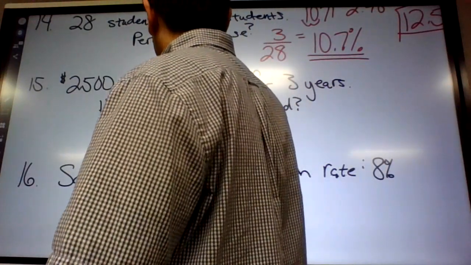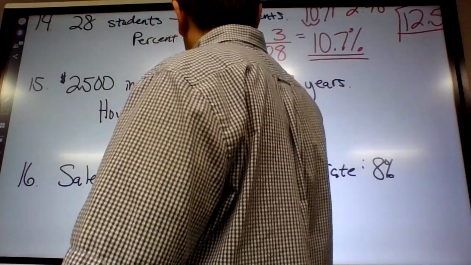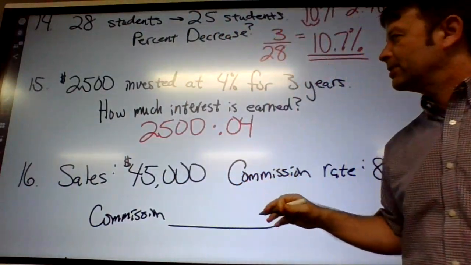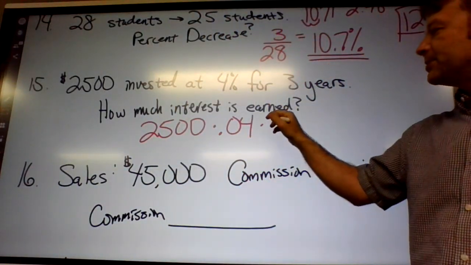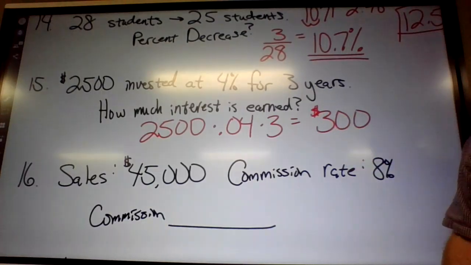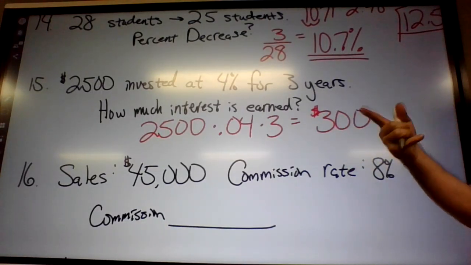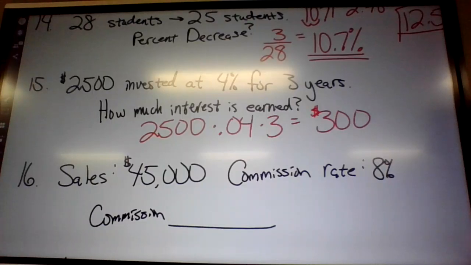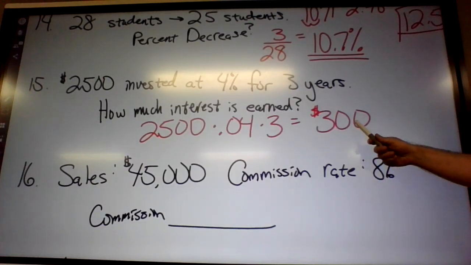Yes. Okay, it's 2,500 times 0.04, not 0.4, times 3. Yeah, it's $300. So all you do is multiply, no problem, right? I didn't put the harder ones on there where you had to divide to go backwards to figure out what the original number was. What would happen if you did 0.4? It would be 3,000 instead of 300.